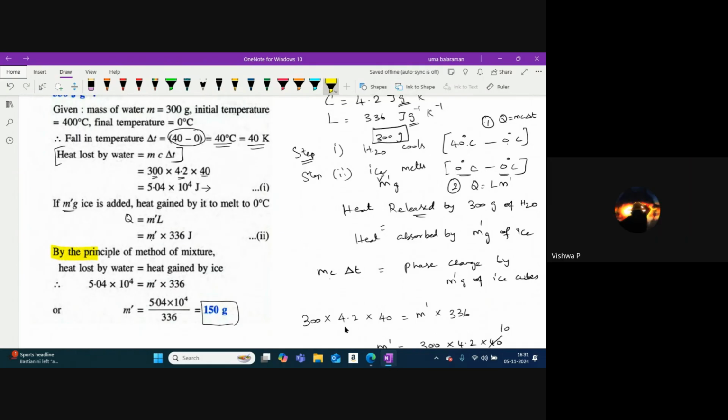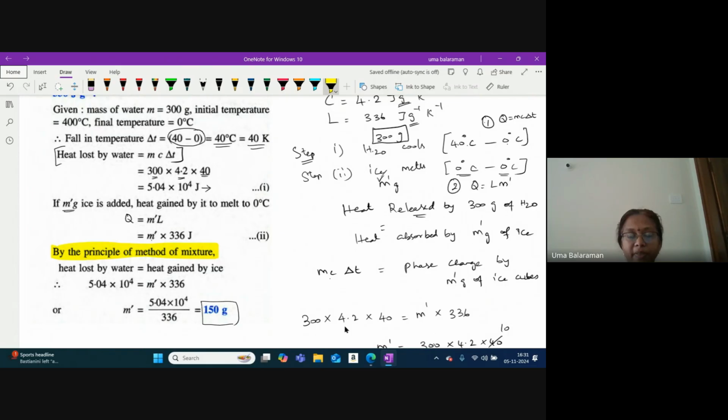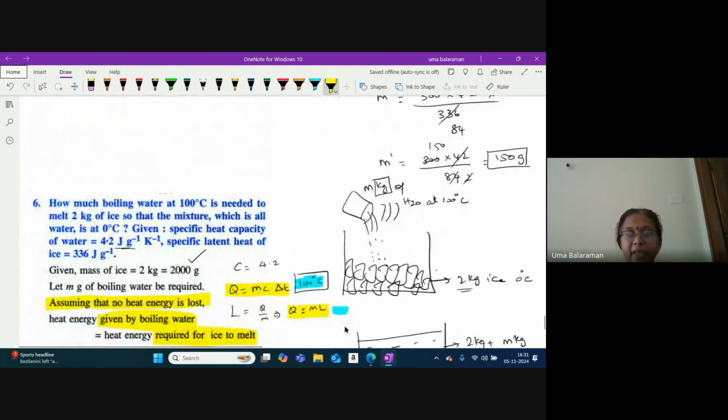Yeah, ma'am, I understood this, ma'am. You understood? Principle of mixture, principle of calorimetry. You can write. Same way here we are extending it.